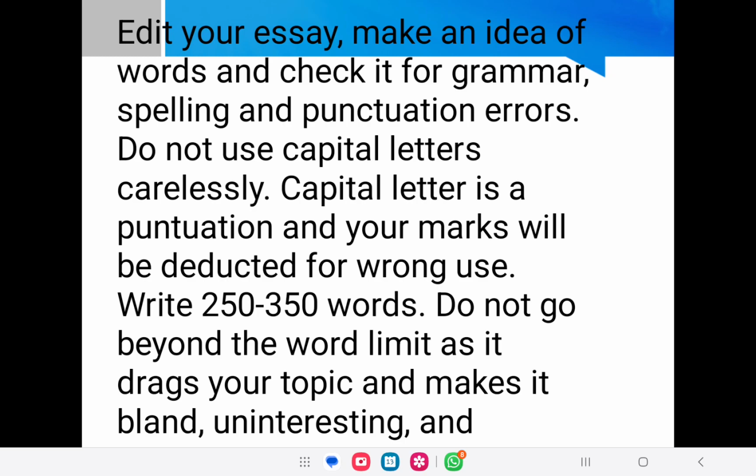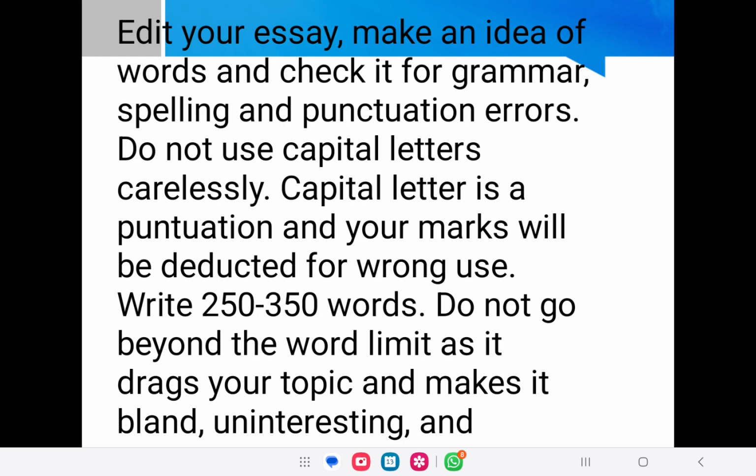Do not use capital letters carelessly. Yes, that is a mistake that students often make, that they just try to decorate their writing, their essay, and they use capital letters as a decorating tool. So you don't have to do this. Do not use capital letters carelessly. Capital letter is a punctuation, and your marks will be deducted for wrong use.